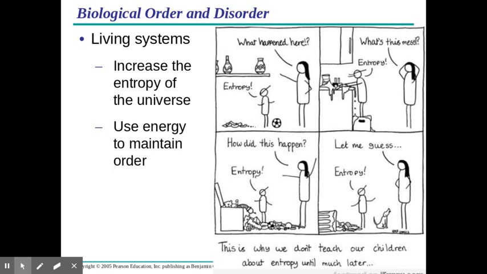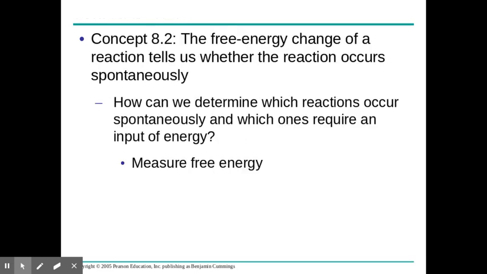All right, moving on. Next section in chapter 8, free energy change of a reaction tells us whether this was spontaneous or not. We're not going to so much worry about spontaneity and whether something is spontaneous or not. I'm going to focus more on the energy side of this. So how can we determine which reactions occur spontaneously and which one required input? What we do is we measure Gibbs free energy.